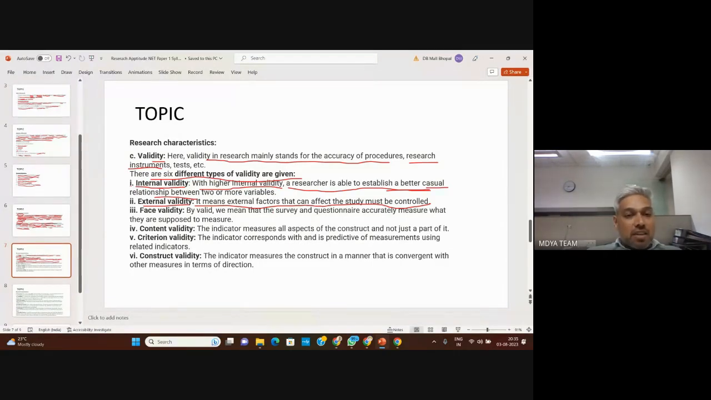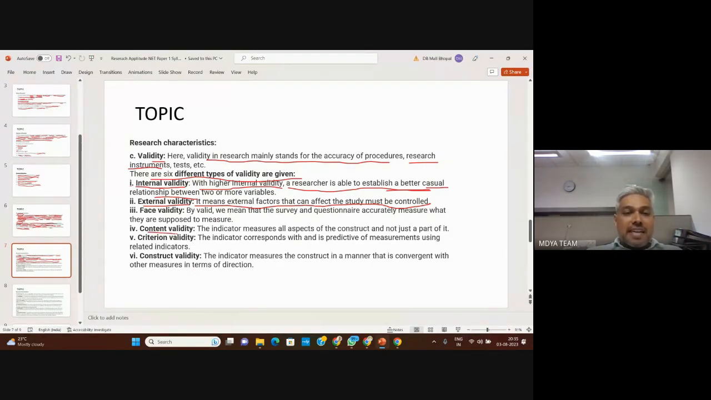Third validity is face validity. By valid, we mean that the survey and questionnaire accurately measure what they are supposed to measure. In a research, if you do a survey through a questionnaire, a questionnaire is not a very simple step to prepare. It has to be reliable and valid. So to validate it, face validity is very important to accurately measure, right? This is face validity.